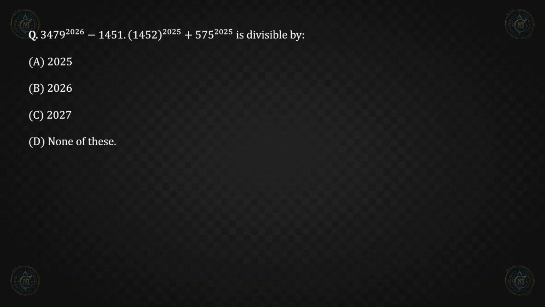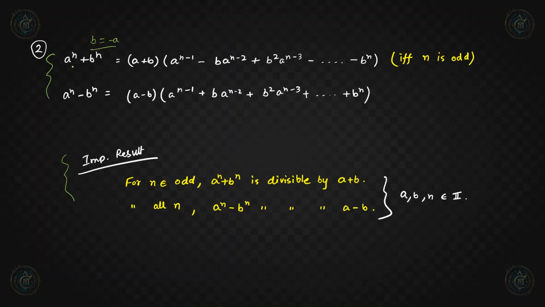So this is a single choice question, only one option is correct. Now what will be our approach to solve this problem, using the concept that we just discussed? We can see here an interesting pattern. This power is 2026, but this power and this power are 2025. That means we have to express this expression in two parts. One part will contain the power 2026 and the other part will contain the power 2025, like this.